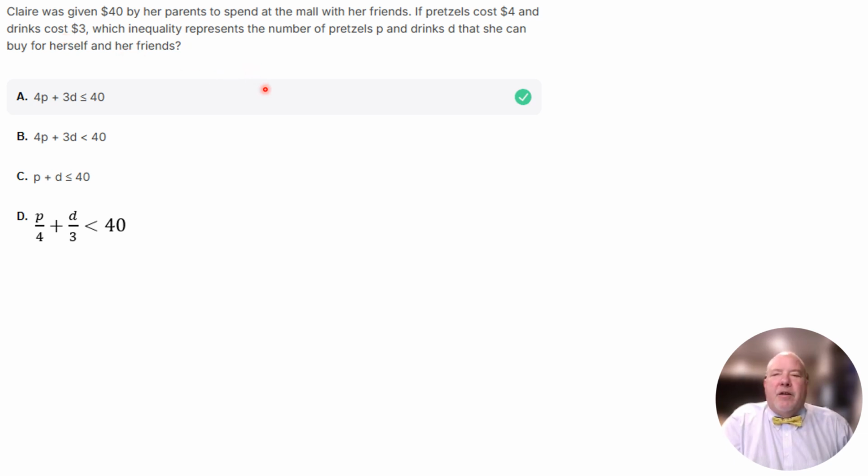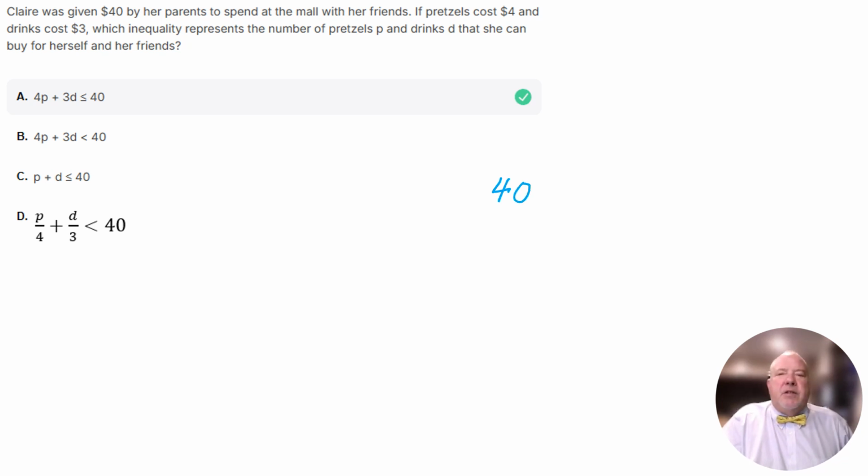So when I'm writing an equation or an inequality, I like to start with the end of it. Every equation or inequality has a story. And the story here is that she went to the mall, she bought some pretzels, and she bought some drinks, and she has $40 to spend. So the end of the story is the $40. So let's start with that. So I've got the $40.